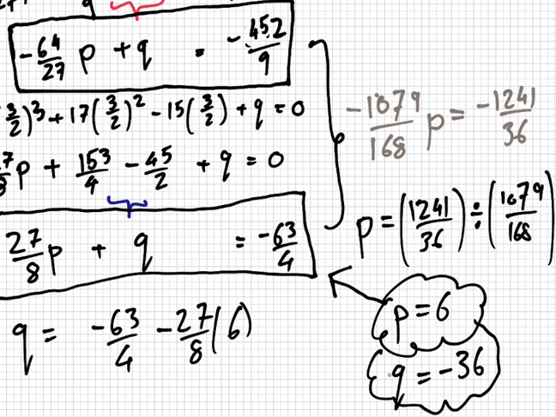Just type that into the calculator and I got minus 36. You just replace the 6 into that. Yeah, replace it into this one. Or, I mean, it could have been the first one as well. Just like when we did the degree 2 systems. Oh, yeah.